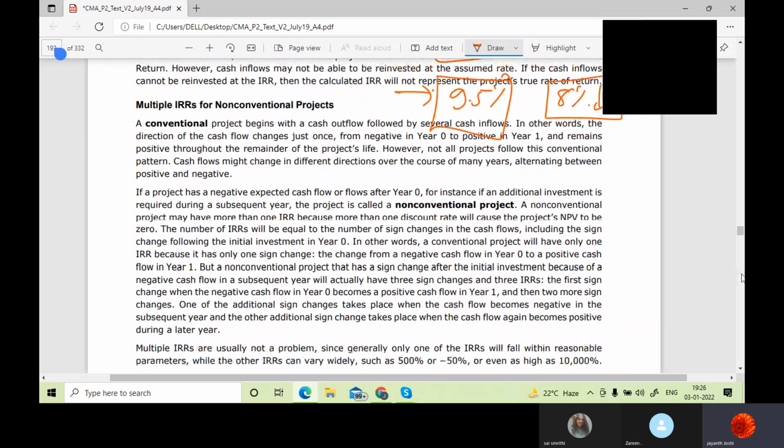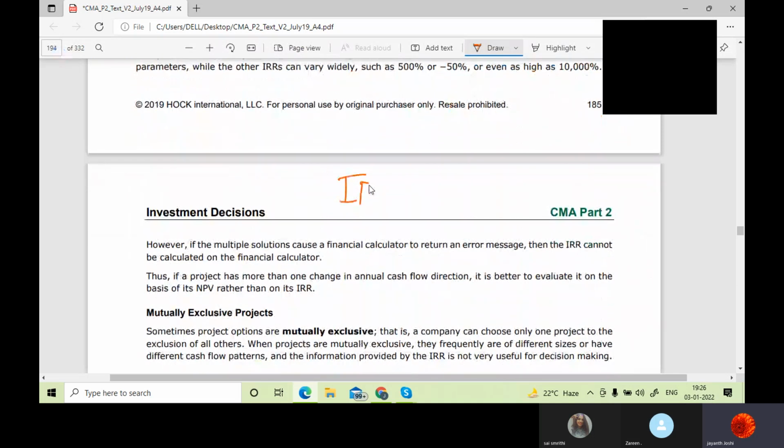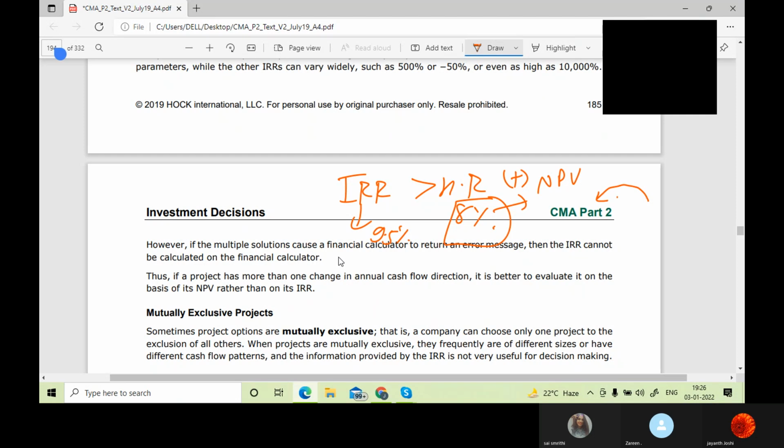So what we say is, if your IRR is more than the hurdle rate, so here the hurdle rate is 8%, for which you are getting NPV. What NPV? Positive NPV, because it's a smaller rate. You discount less. When you discount less, your cash inflows' present value would be high. And if you discount at a higher rate, your present value of cash inflows would be less. Correct or wrong? Yes, correct.